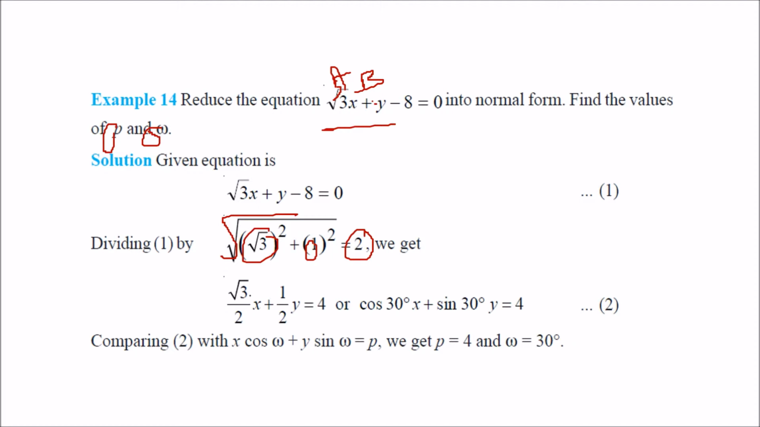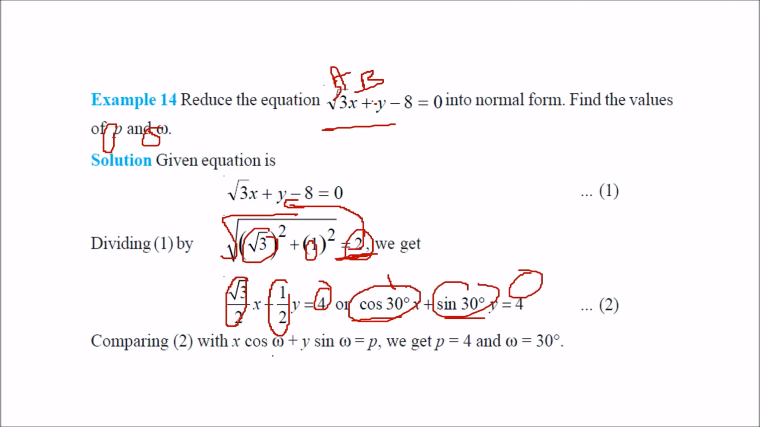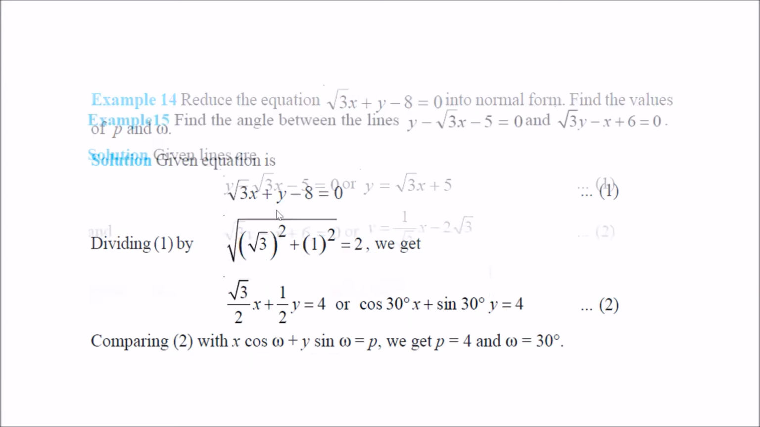So ultimately what you got? This is root 3 by 2, this is 1 by 2, this is 4. Root 3 by 2, half and 4, because here you are dividing everything by 2. And here you get cos omega, which is basically cos 30, sin 30. So these values represent x cos omega plus y sin omega is equal to P. So here you can directly find out this is your omega, this is your P.